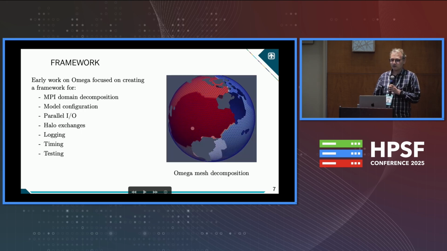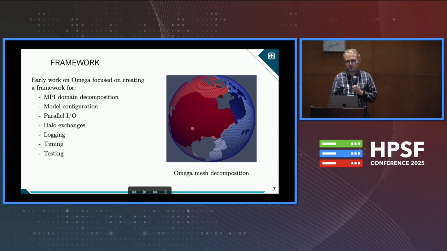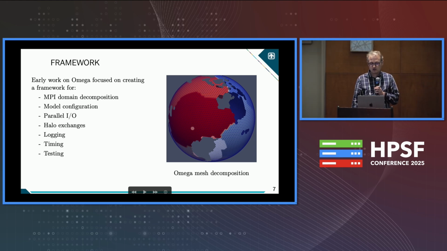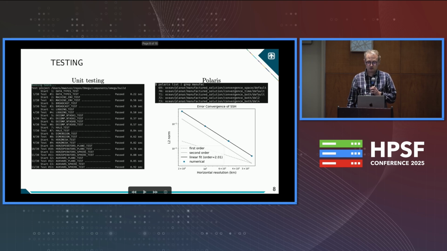Initial work on Omega focused on creating a framework for MPI domain decomposition, model configuration, parallel I/O, halo exchanges, logging, timing, and testing. To say a few more words about testing, since we are doing some physics changes, we are not doing what is often done in our community, which is to do bit-for-bit testing.